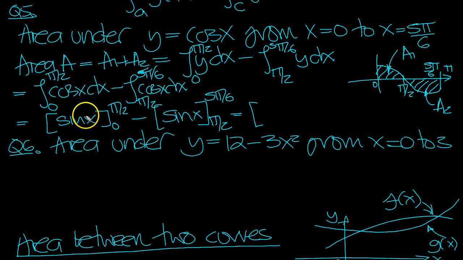So what do we get? Top value, sine of pi over 2 is 1. Minus bottom value, sine 0 is 0. That's the first one. Minus the second one.